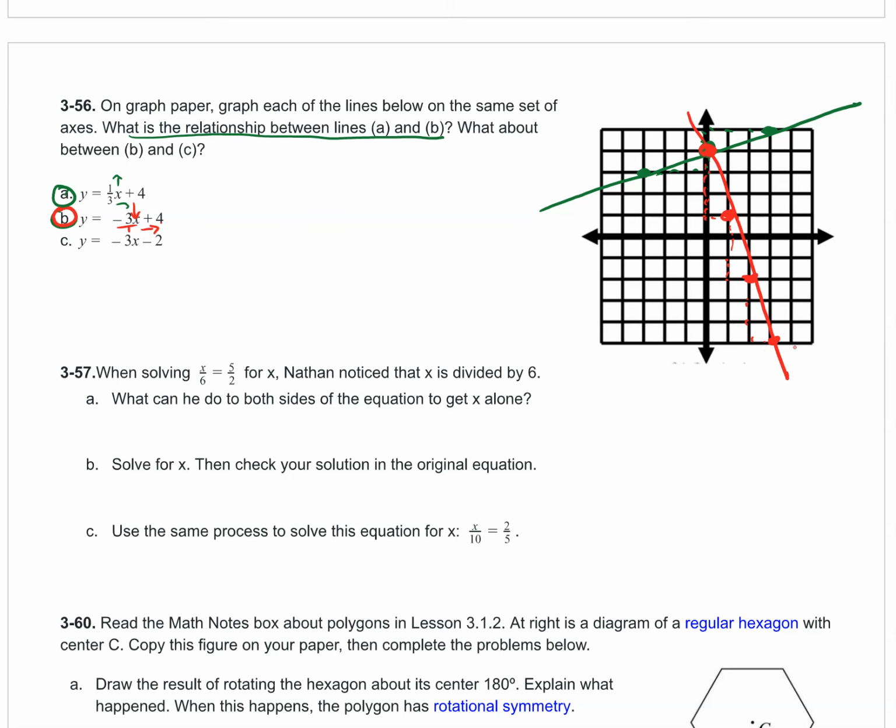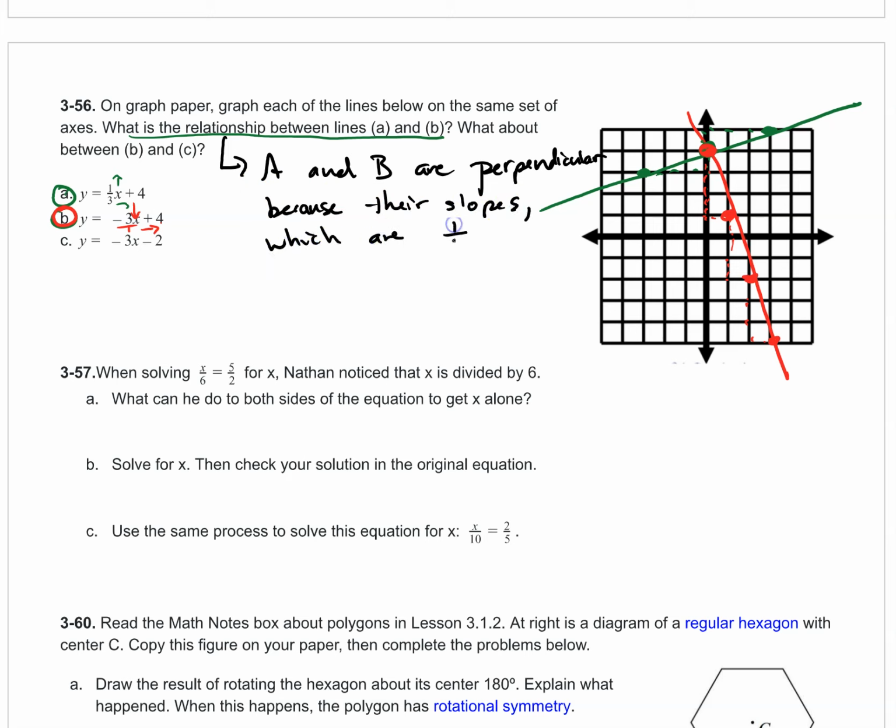All right. What is the relationship between A and B? A and B are perpendicular. How do I know? Because their slopes, which are 1 over 3 and negative 3 over 1. So A and B are perpendicular because their slopes, which are 1 over 3 and negative 3 over 1, let's see, are opposite in sign.